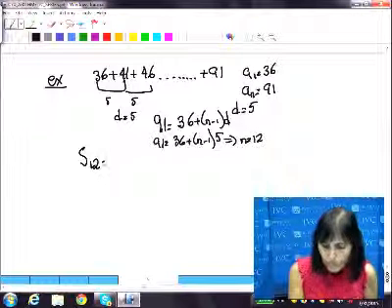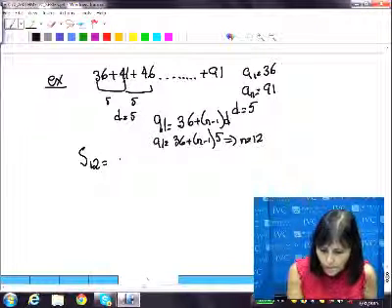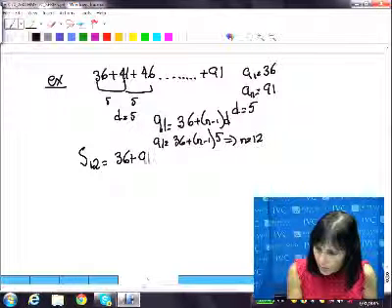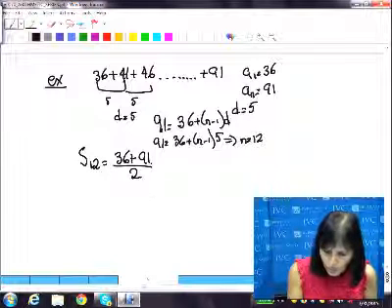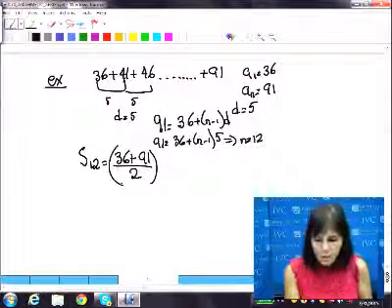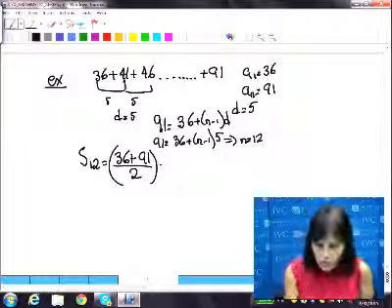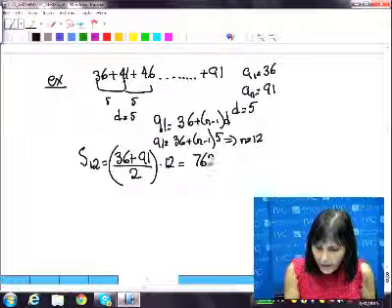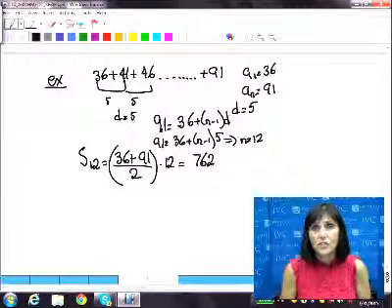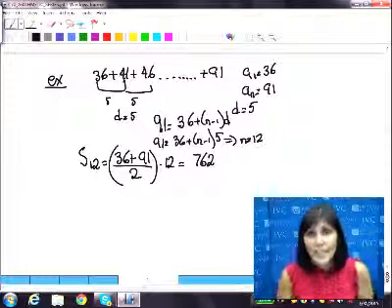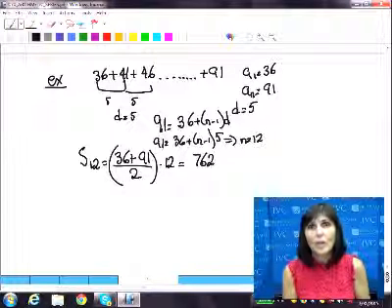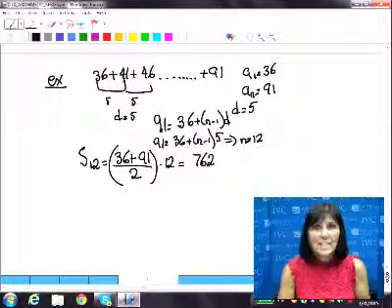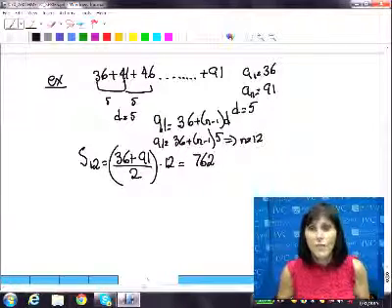So I can just put that in the formula. What was the formula? It's the first term, which is 36, plus the last term, which is 91, divided by 2, times the number of terms. And I figured out the number of terms. It's simply 12. And then I can just plug it in, and I get 762. So it is very, very handy, and that's all there is to it. You just have to figure out how many terms you added, and you have to figure out the d, which is the difference. It can be positive or negative.